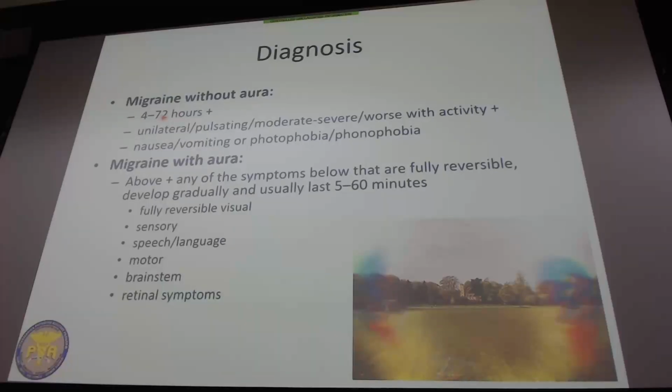Typically a migraine can last anywhere from 4 hours to 3 days. Has anyone ever had a 3-day migraine? I've seen one or two last pretty long. Usually they go to the ER when they wake up with a migraine again. They get diagnosed with status migrainosus. That's a migraine that doesn't go away. But typically it's unilateral, pulsating, moderate to severe, and worse with activity.